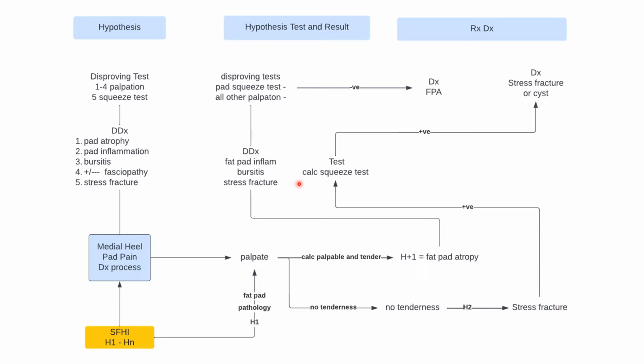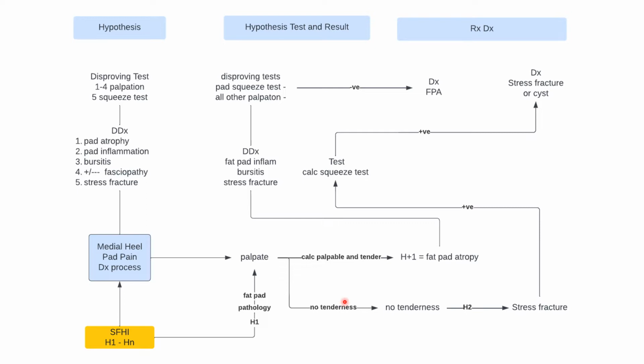So our differential diagnosis will be fat pad inflammation. We can check that by the fat pad squeeze test. Bursitis, very general, very light palpation, and stress fracture is a calcaneal squeeze test. And we can say that all of those tests are negative. So our provisional diagnosis, our working diagnosis, will be fat pad atrophy in this case.